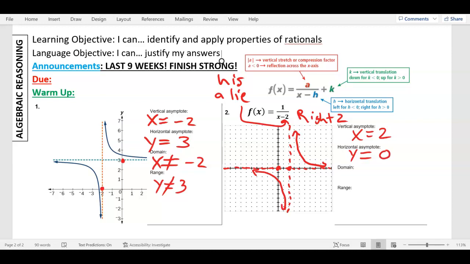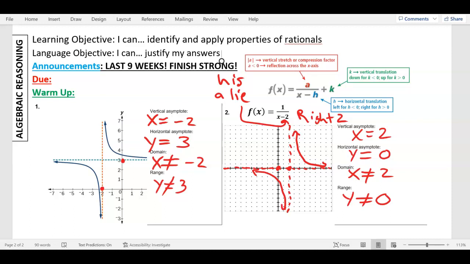Okay, and just like number 1, for the domain and range, you're just slashing those, okay? So the domain, x is not equal to what? X cannot be 2 because that's where the asymptote is. And for the range, y cannot be what? Y cannot equal 0 because that's where the asymptote is on that one, okay?